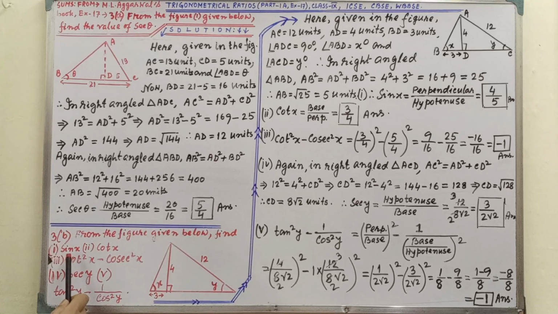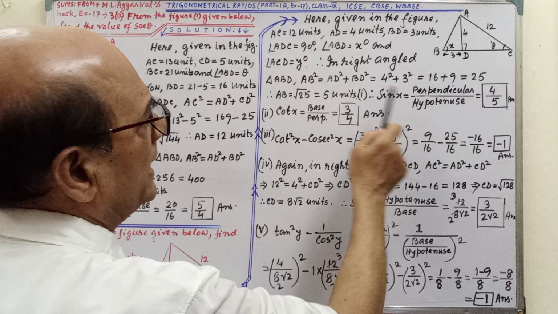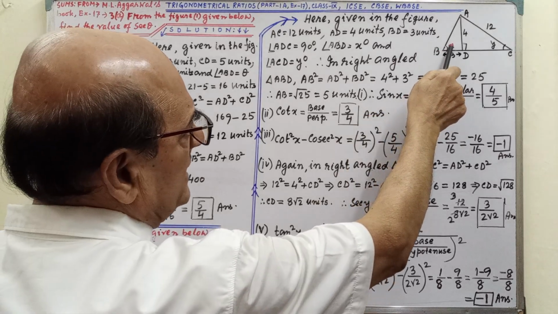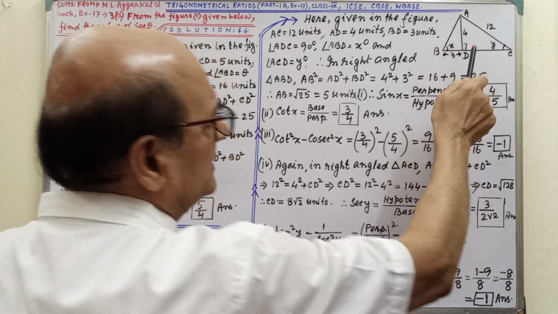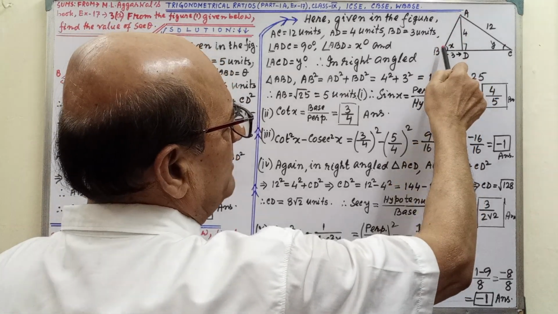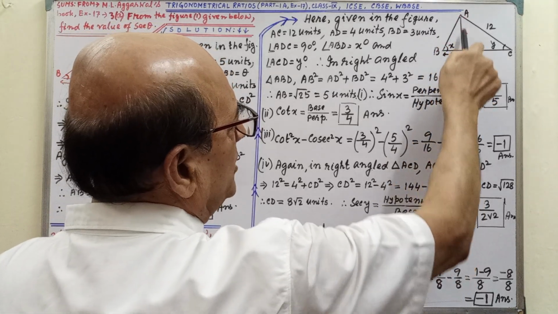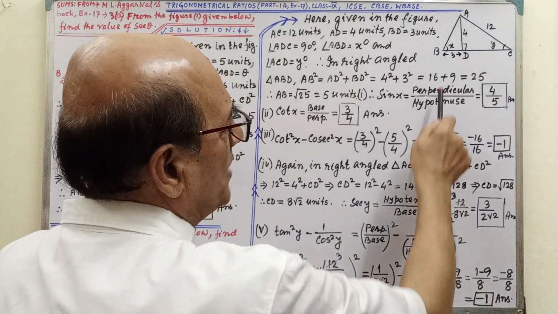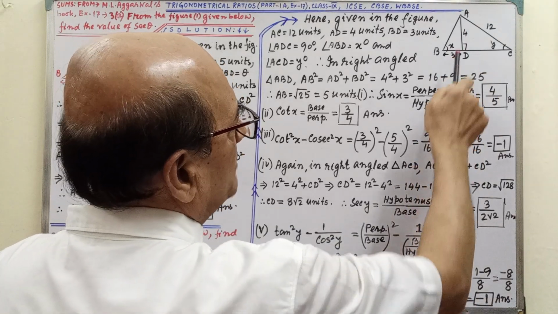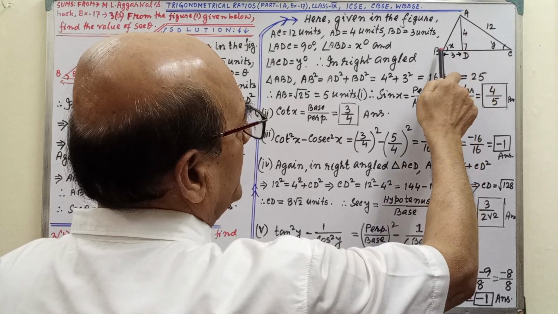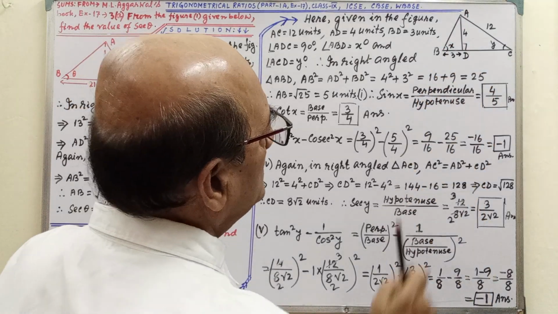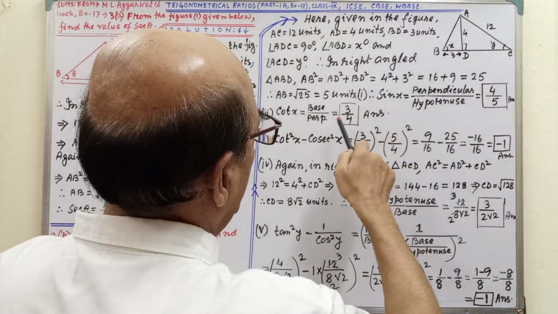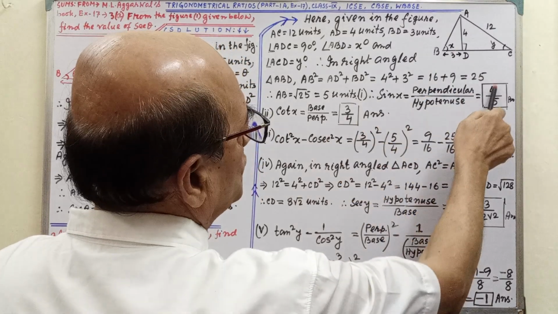We have to find out sin theta. Sin theta equals perpendicular by hypotenuse. Theta x is forming in this triangle. So in this triangle, the hypotenuse is AB and the perpendicular is AD. Therefore perpendicular by hypotenuse: perpendicular is 4 and hypotenuse is AB, which we have got as 5. So 4 by 5.